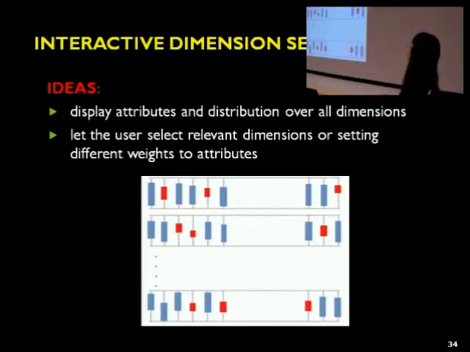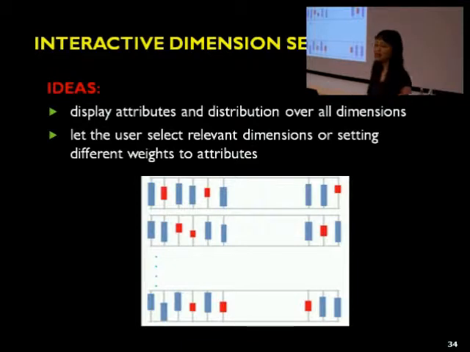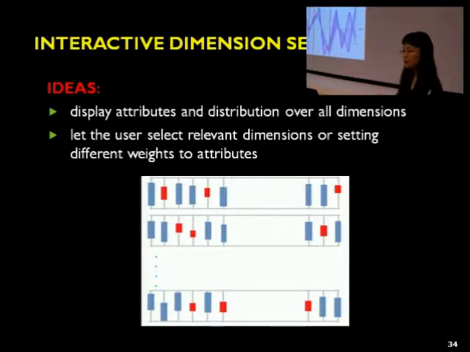Also, you can display the distribution of your data, especially when you know some grouping information in your data. For example, if you already know there's a subset of objects that belong to the same group, you may want to analyze further and see which dimensions describe this clustering very well, and you may want to enhance the influence of these dimensions and reduce the influence of the other ones. This can be done via interactive dimension selection.